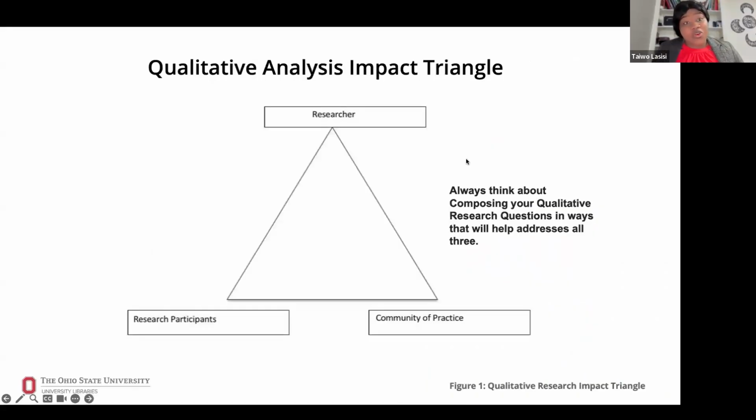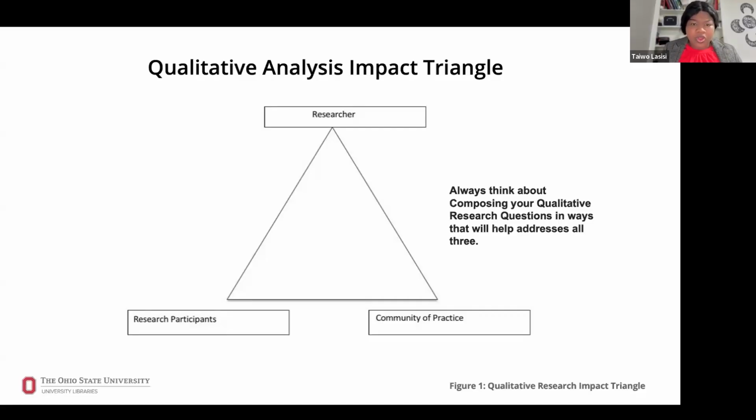Also, this is very, very critical when we think about qualitative research. It's called the qualitative analysis impact triangle. As a qualitative researcher, it does not matter what type of research you're doing, so far it's a qualitative research, you have to think about three aspects. You have to think about three groups of people. First, you have to think about yourself as the researcher. You have to think about the research participants, and you have to think about the community of practice.